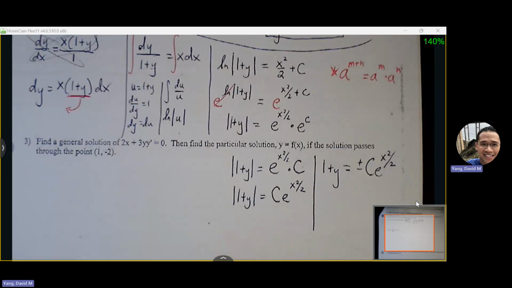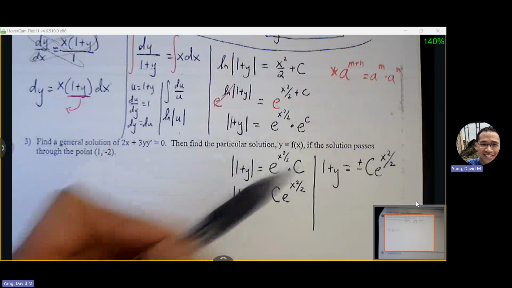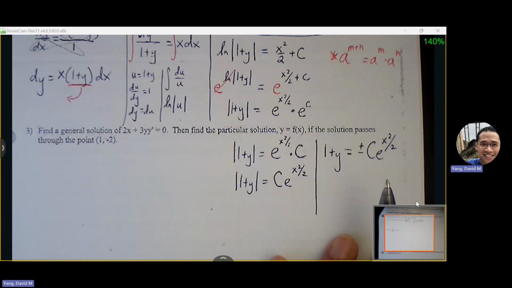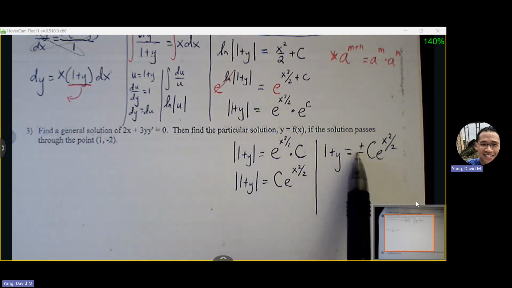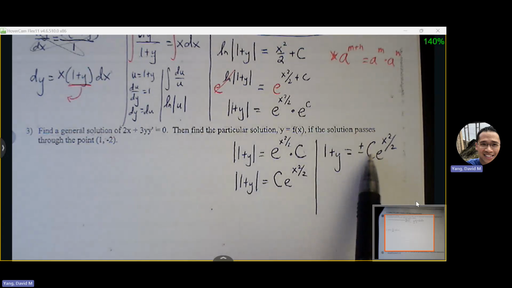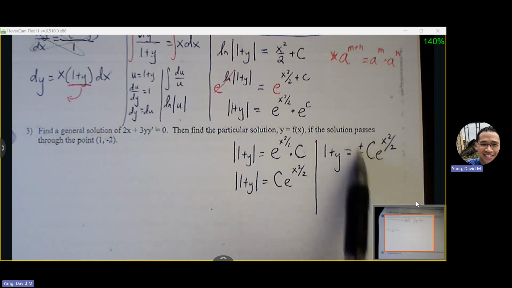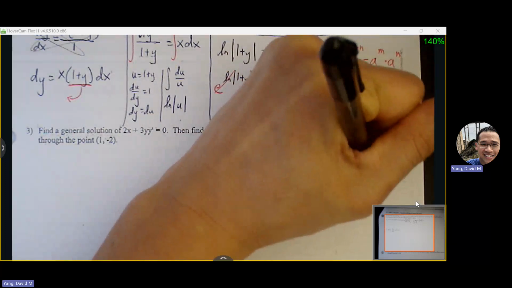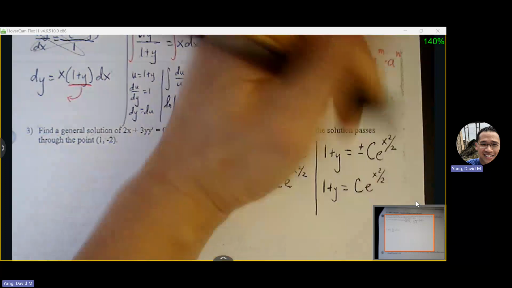Yeah, I know there's a lot going on, but there's a lot of these types of problems. And once we get comfortable with the process, it'll eventually come to us. But right now, I just want you to kind of follow along. The plus or minus, c is a constant, so it can take in both positive and negative numbers. So we'll just let that plus or minus get sucked into that c there. So we'll have 1 plus y is equal to c e to the x squared over 2.